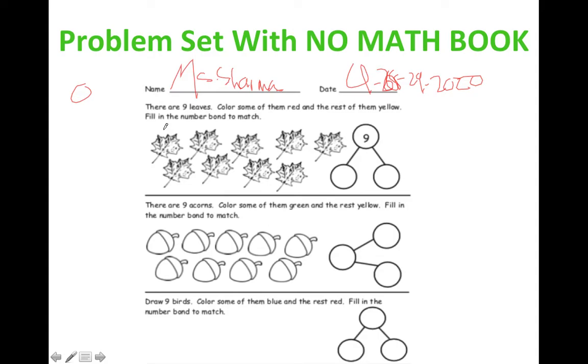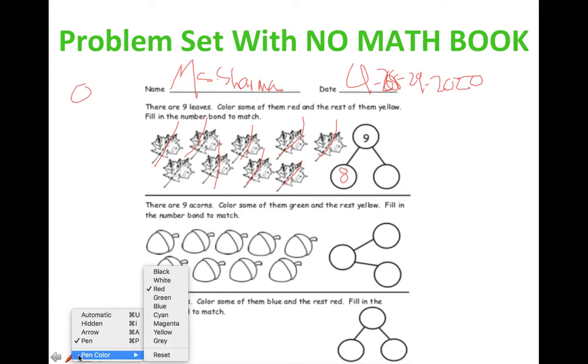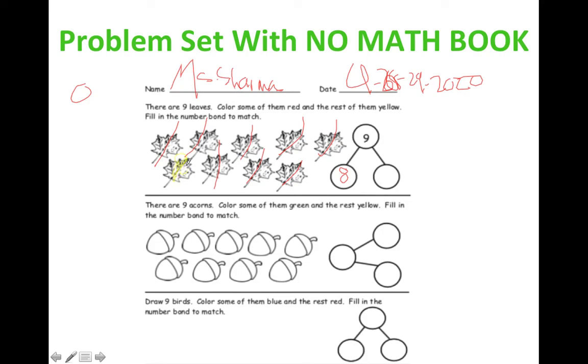So let's do some red and the rest of them yellow. So I have 1, 2, 3, 4, 5, 6, 7, 8. I decided to color 8 red. So that is one of my parts. And I'm going to write 8. And it says 1 yellow. So since only 1 is left, I'm going to write 1 yellow.